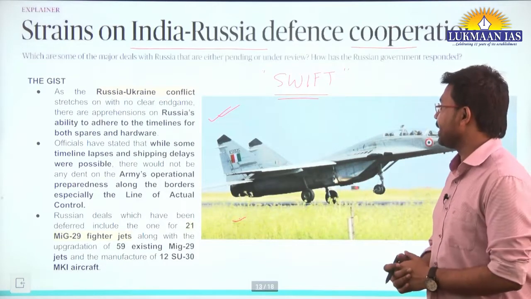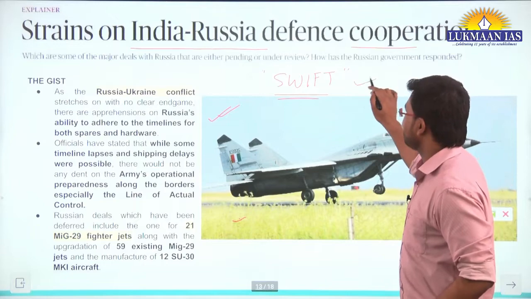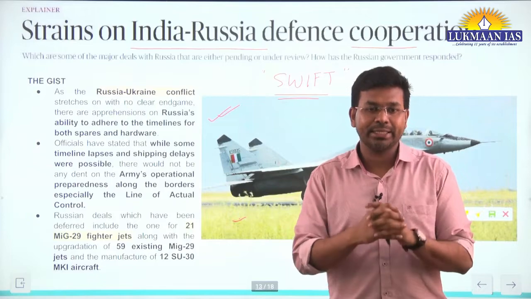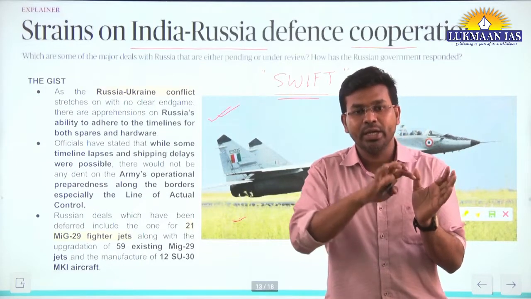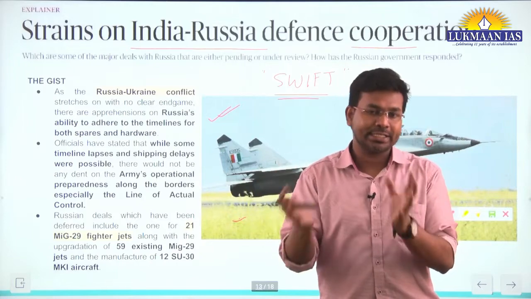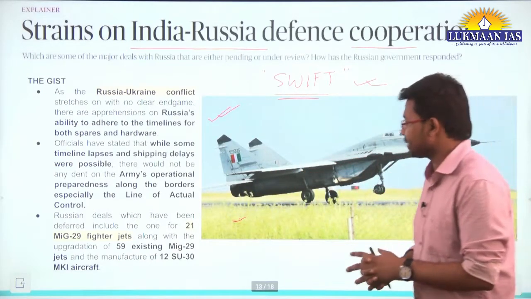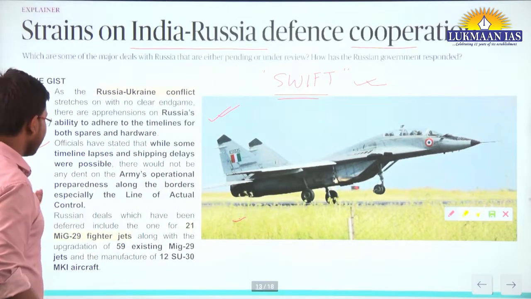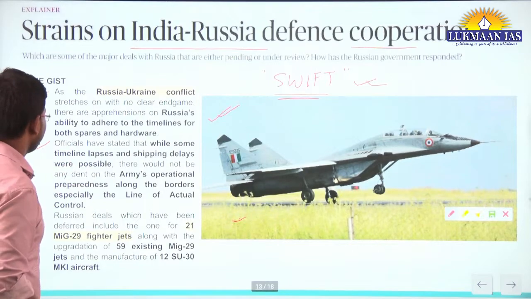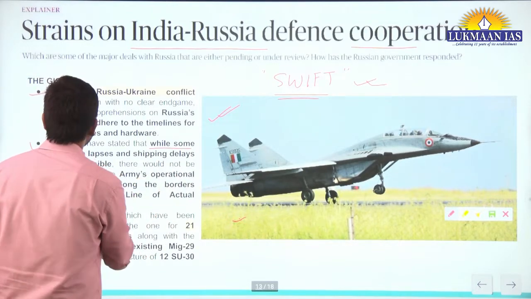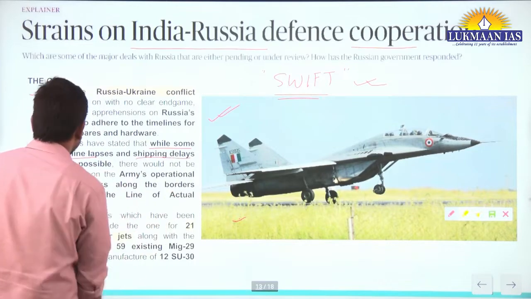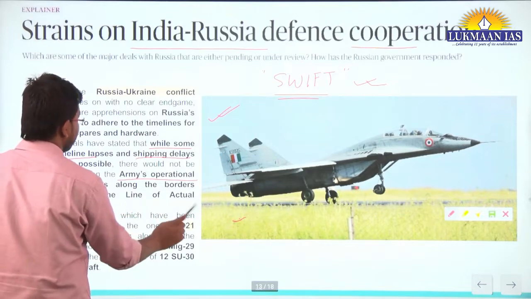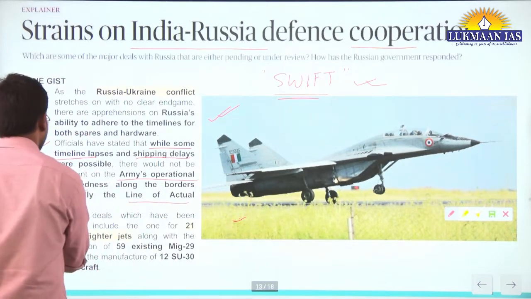But now what is happening? After this, Russia and India have done a bilateral agreement that they are going to have a Russian ruble and rupee exchange, okay. So they are going to exchange the things. Officials have stated that while some timeline lapses and shipping delays were possible, there would not be any dent in the Army's operational preparedness along the borders, especially the line of actual control.